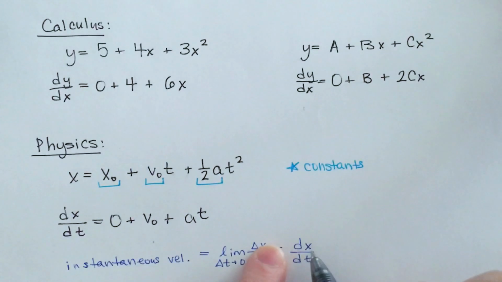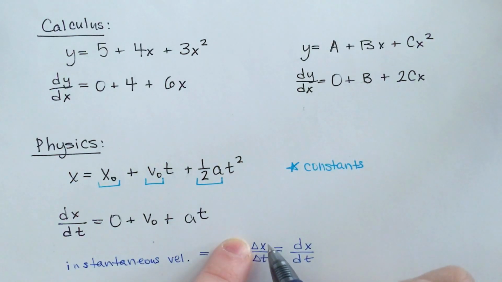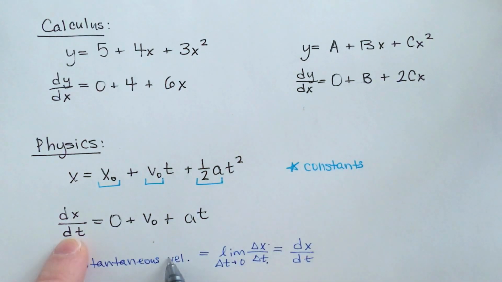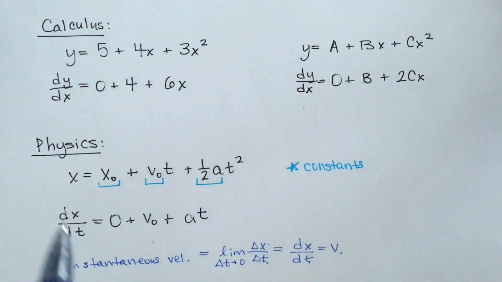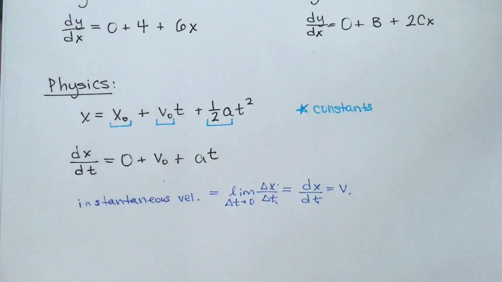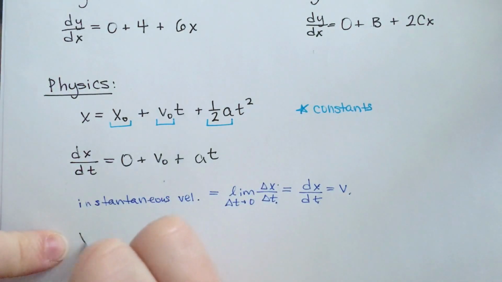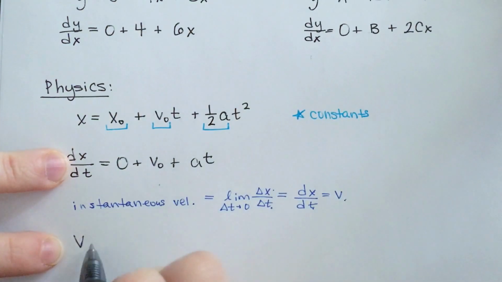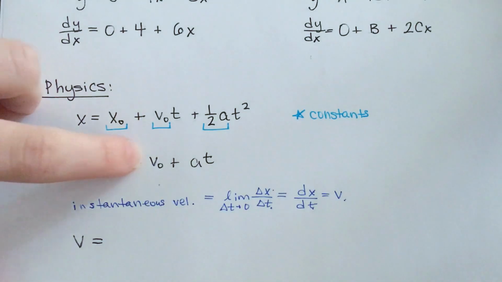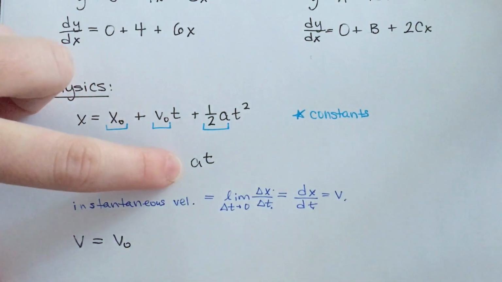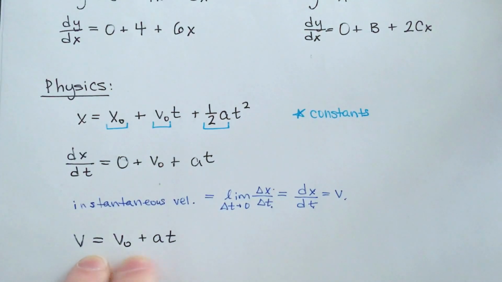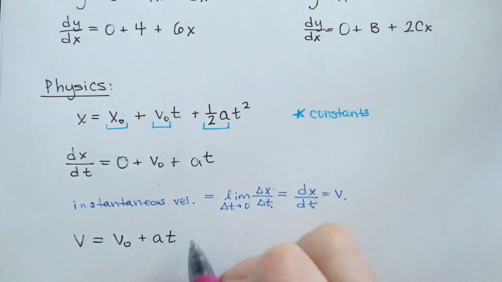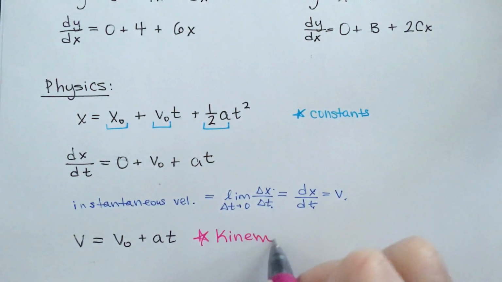Well, wait a second. The change in position with the change in time, that's our instantaneous velocity, that's just v. So dx/dt is velocity. It's velocity at a given time. So right here, we can rewrite dx/dt as velocity. And then we come over here and say that it's equal to its initial velocity plus its acceleration times time. And this should look super familiar to you. This is a kinematics equation.